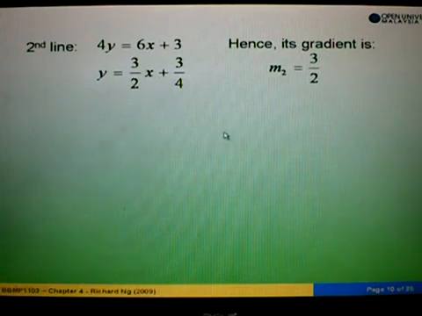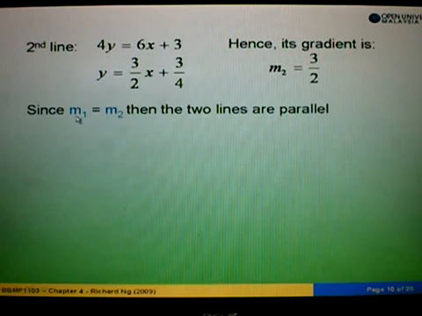So we have found just now the gradient of the first line is 3 over 2 and the gradient of the second line is also 3 over 2. So since m1 equals m2, then we can say the two lines are parallel.